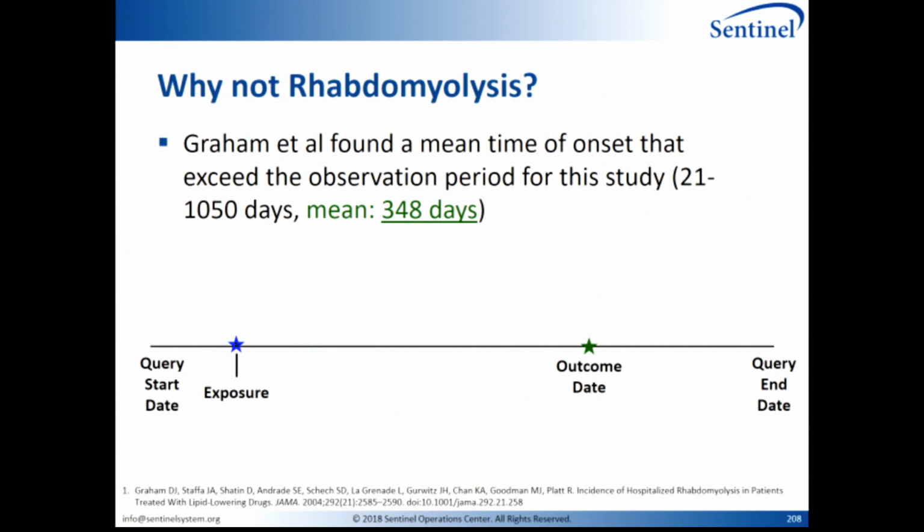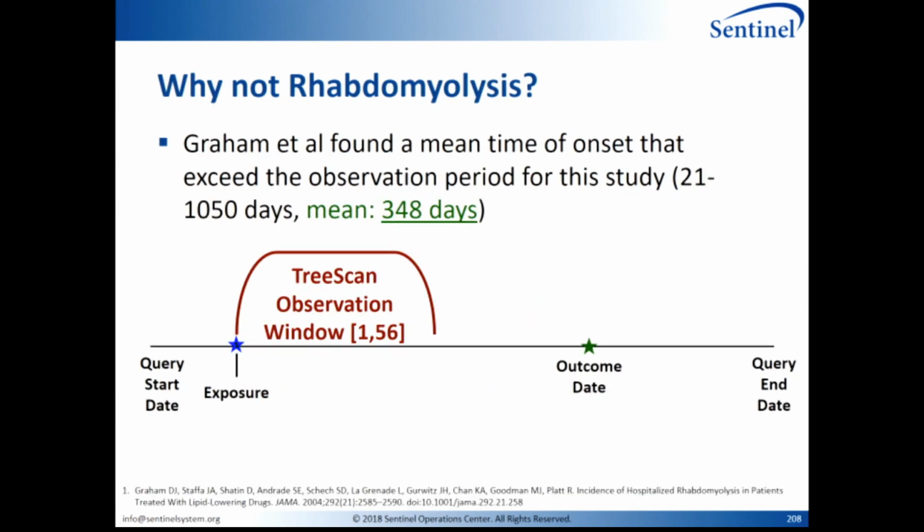So folks may be familiar that there is a known adverse reaction of statin-induced rhabdomyolysis, which I'm not a clinician, I know there are some clinicians in the room, I'm going to say is muscle weakening that becomes more severe. And so there's a study that was performed several years ago by folks here at FDA, and they found a mean time to onset of rhabdomyolysis of 348 days. And so just as a visual to show you, that 348 days exceeds our study period.